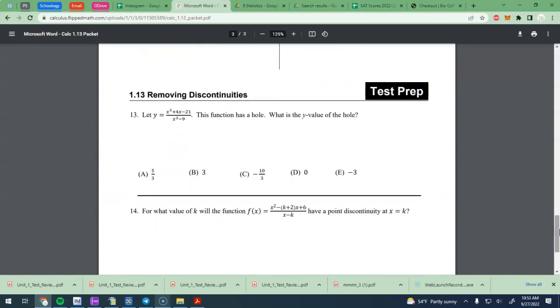But at 13 in your workbook, I don't think that says 21. I think it says 2. So that in your workbook needs to be corrected because it won't factor otherwise. That's a 21. Number 13.